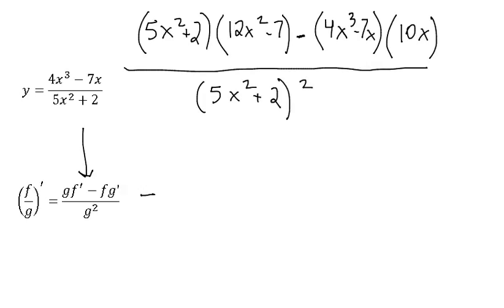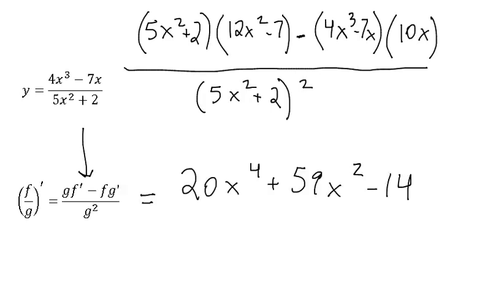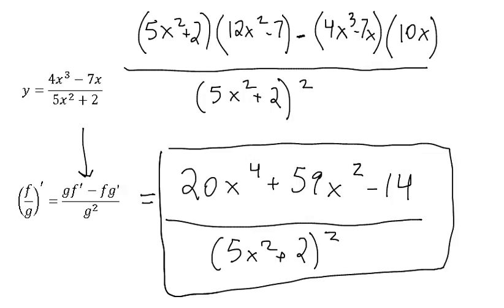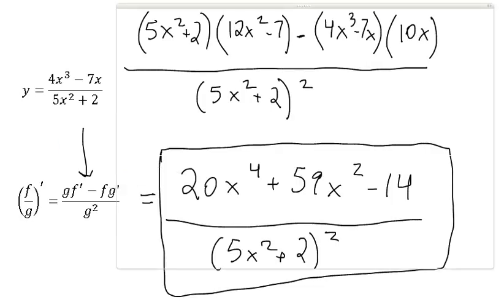And you can simplify that out, and to simplify it out, you simply multiply everything across the top, being careful to use order of operations. And the final answer you end up with is 20x to the fourth plus 59x squared minus 14, all of that over g squared. And that is your final answer. And same as the last example, what you just solved for is the slope of the tangent. And that is how the quotient rule works.